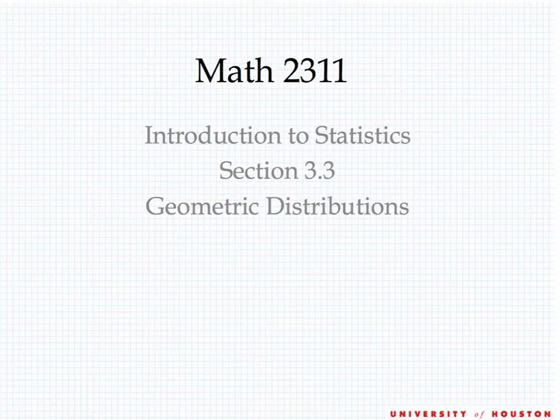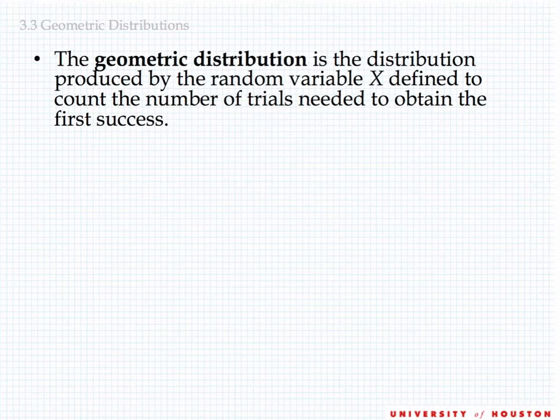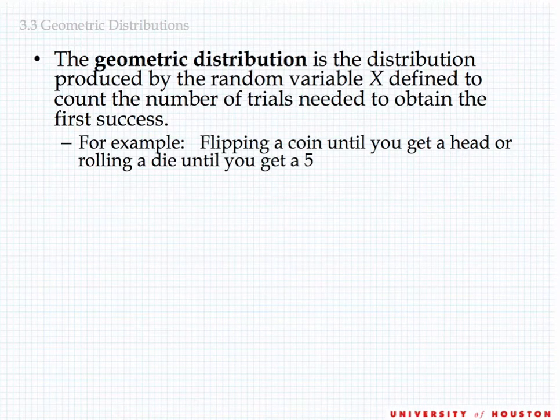Geometric distributions. The geometric distribution is the distribution produced by a random variable x defined to count the number of trials needed to obtain the first success. For example, flipping a coin until you get a head, or rolling a die until you get a 5.